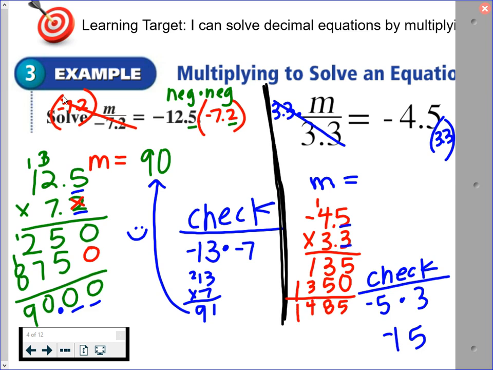Wow! My estimate was I should be close to -15, and my actual answer, -14.85. That worked out really nicely. I saw the estimate. Was my answer close? Was it reasonable? For sure.